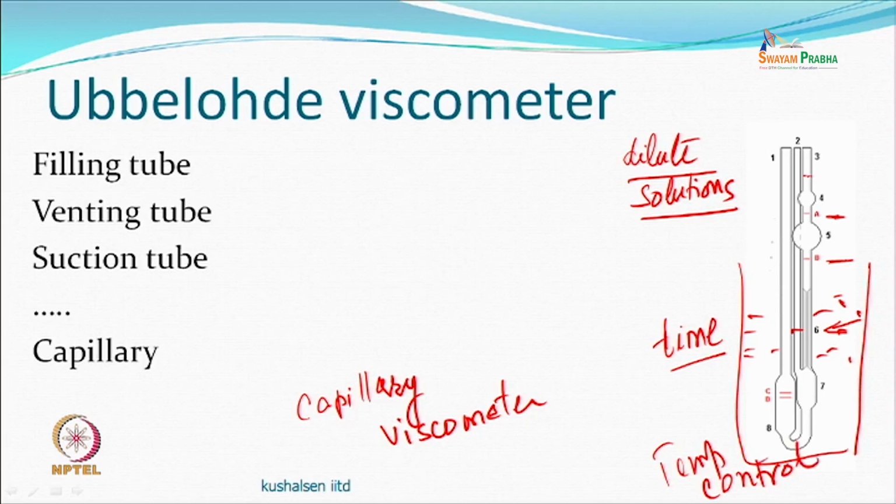There is a bulb which is a kind of reservoir. You fill it up to this point. You can fill from here, then you use a sucking device, and the solution will go up. You take it up, remove the device, and then it will keep coming down. So you have enough time, with a stopwatch, to measure the time.